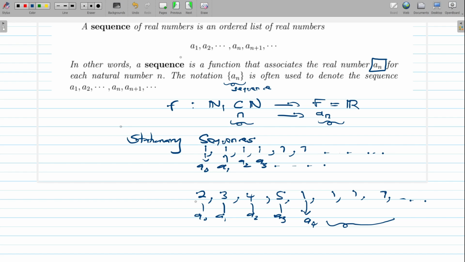So the sequence doesn't have to be constant starting from the very first term. It has to be constant starting from some term. If we have the same number starting from some term, which is not necessarily the first term, then the sequence is going to be a constant sequence.